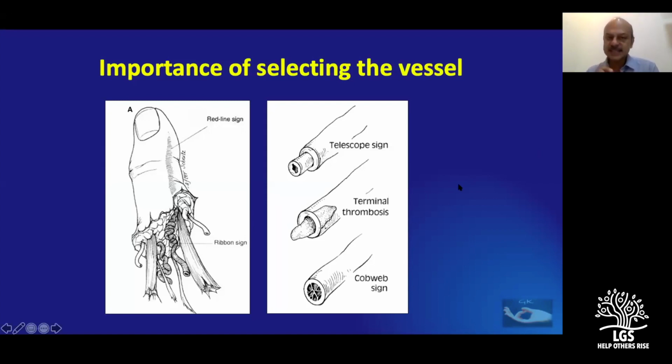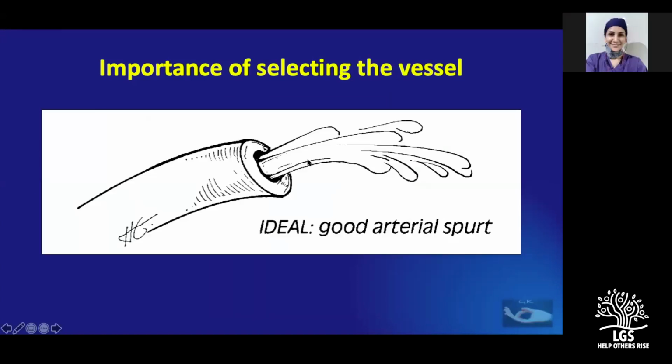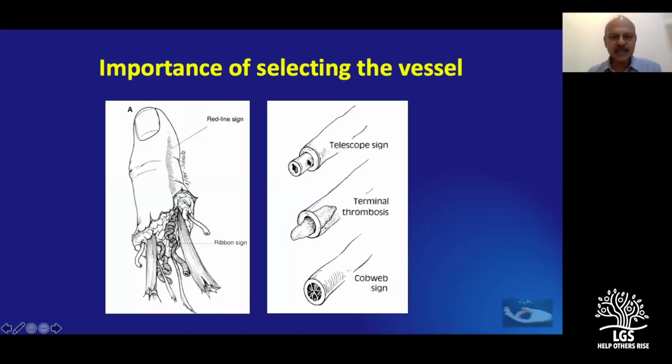So, there are certain signs that you see which mean that the vessel is not good. For instance, you can see this telescope sign. That is, the intima is herniating outside through the vessel. When the intima is herniating through the vessel lumen, it means that there is more amount of injury inside to the intima. You need to debride it further. Second, there may be a terminal thrombosis. In this situation, you need to cut till here.